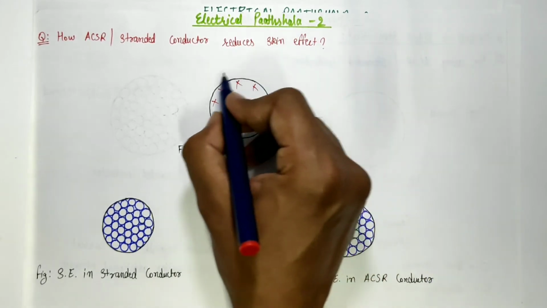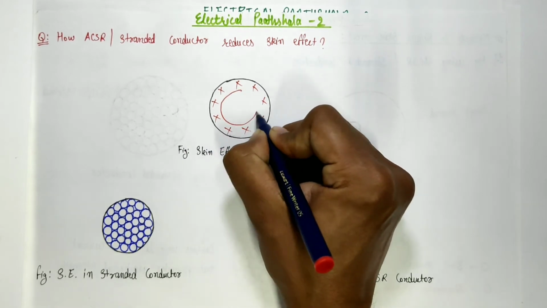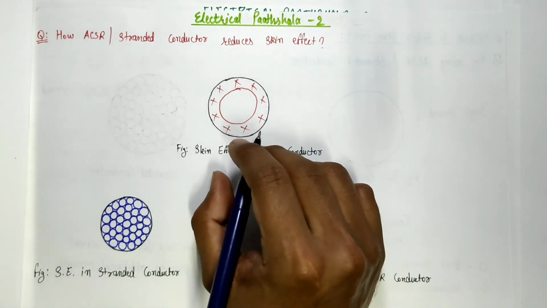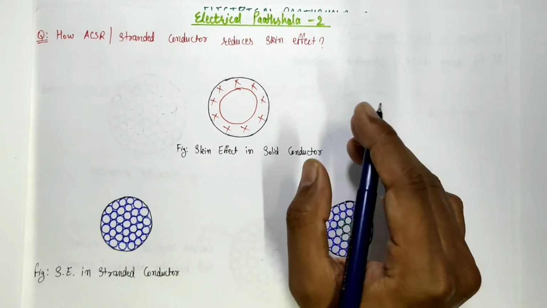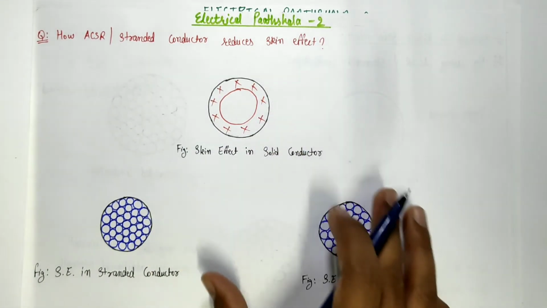It means that most of the current flows through the surface of the conductor, due to which the effective cross-section area of the conductor reduces, which increases the effective resistance, and all other kinds of disadvantages come into the picture. So this is the skin effect in case of solid conductors.